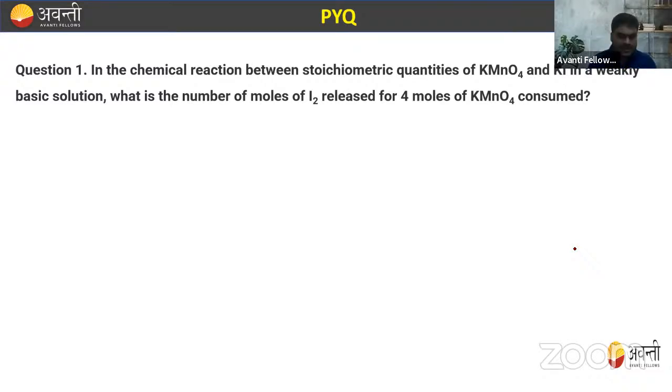So now let's see how you will solve such questions. What is the step for solving such types of questions? Let's see quickly. So in this question they are asking: in the chemical reaction between stoichiometric quantities of KMnO4 and KI in a weakly basic solution, what is the number of moles of I2 released for 4 moles of KMnO4 consumed? If 4 moles of KMnO4 are consumed, then how many moles of I2 are released? So this is what we need to calculate in this question.